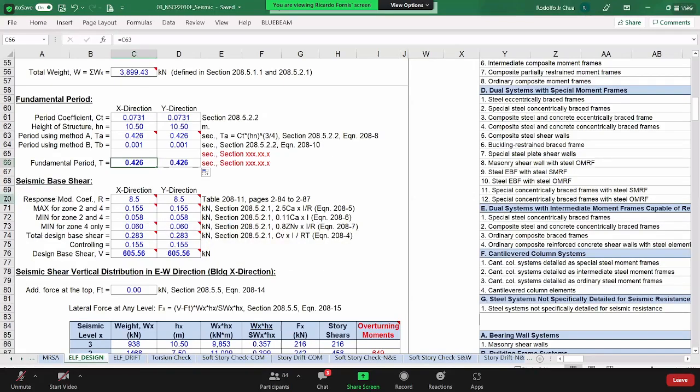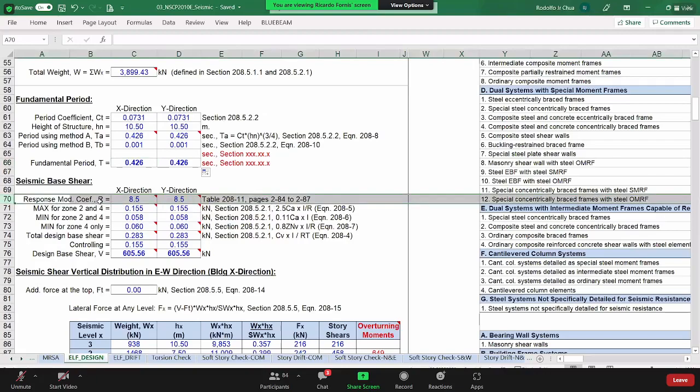So let's go back again to the R coefficient we identified as SMRF for our system. So you have 8.5 for both directions, X and Y. And then the next step is to calculate the base shear. So the base shear is that force according to Newton's formula, mass times acceleration.